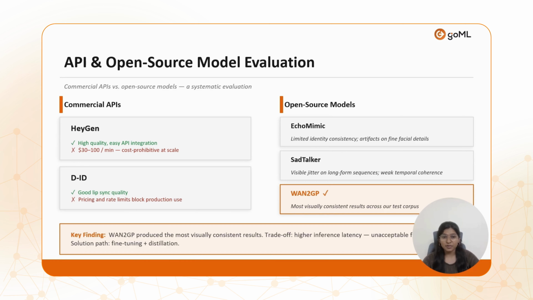However, this is important. There is a trade-off. Inference latency is higher, which makes it unacceptable for real-time use cases where you need instant response. Let me show you Wan 2.1 in action. Watch the facial consistency, the lip sync precision, and the natural motion.